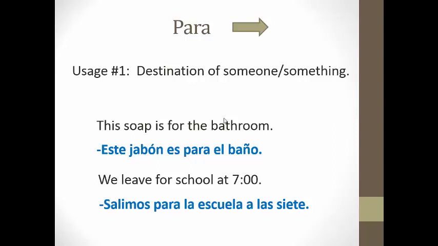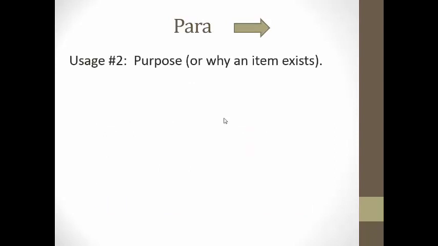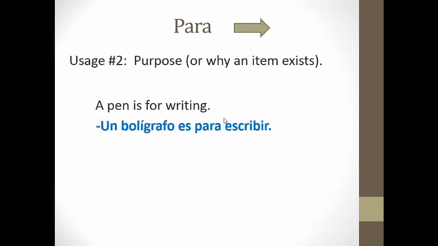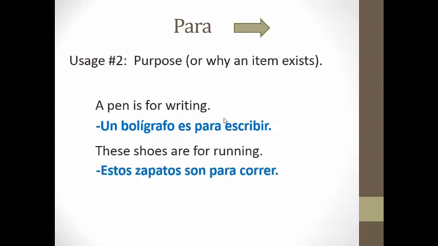Okay, usage number 2 for para is going to be purpose, or why the item even exists. Okay, so if you had a Spanish book, this book is for learning Spanish. That would be its purpose, and a great example of when to use para. Okay, here's some of your example sentences. A pen is for writing. To say that in Spanish, un bolígrafo es para escribir. Another example. These shoes are for running. Estos zapatos son para correr.